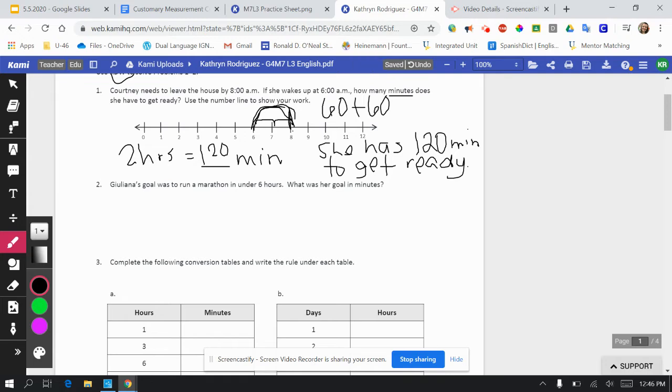On to number 2. Juliana's goal was to run a marathon in under 6 hours. What was her goal in minutes? All right, so we've got 6 hours. We need to turn that into minutes. So let's think about that.